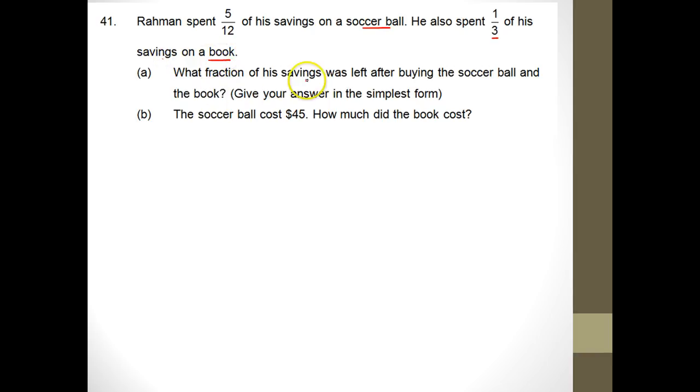Question 41. Rama spent 5/12 of his savings on a soccer ball and also spent 1/3 of it on a book. What fraction of his money was left? So I need to find the amount left. What do I do? I subtract. So I take 1 whole minus 5/12 minus 1/3. Okay, I make sure that I must have the same denominator. So I find common multiples. I have 12, and for 3: 3, 6, 9, 12. So my 3 times 4.